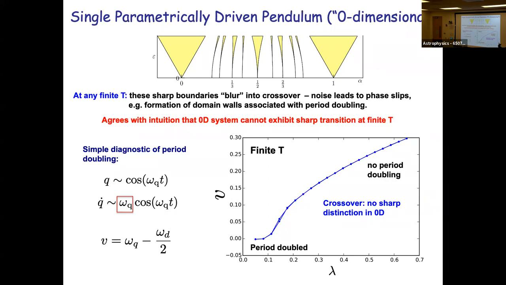And if you do these simulations in a finite temperature scenario where the Langevin gap is a finite temperature, you immediately see that there's a very, very smooth crossover between these two situations of period doubling and no period doubling. There's no sharp distinction in 0D, as has to be the case.